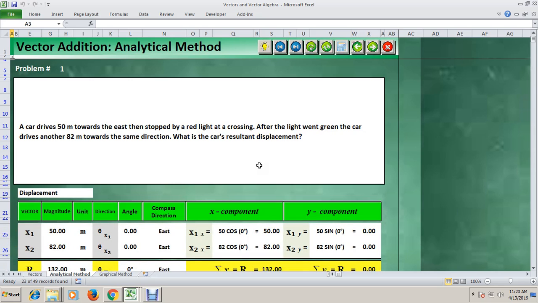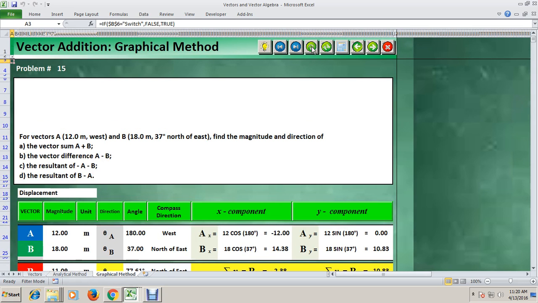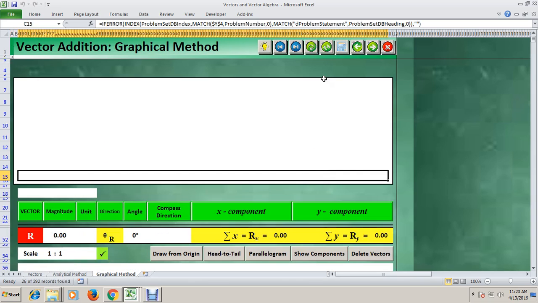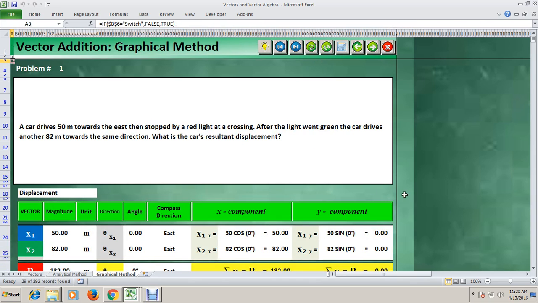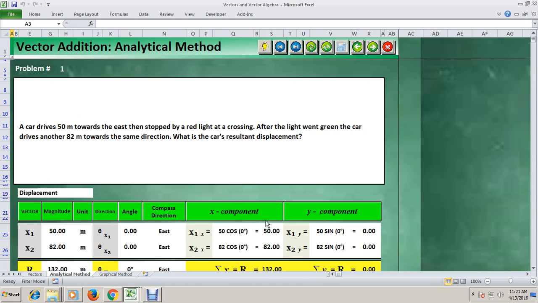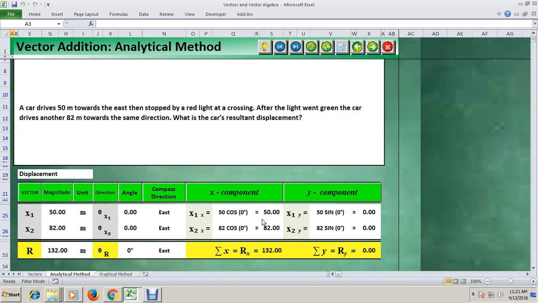Let's take problem number 1 again, and this time we will be countering the solution with the analytic method with the graphical method. Okay, so let's refresh this first. Let's start with problem number 1. Okay, so just like what we have presented before, in the given problem, you are given the two vectors. Both of them are directed east.